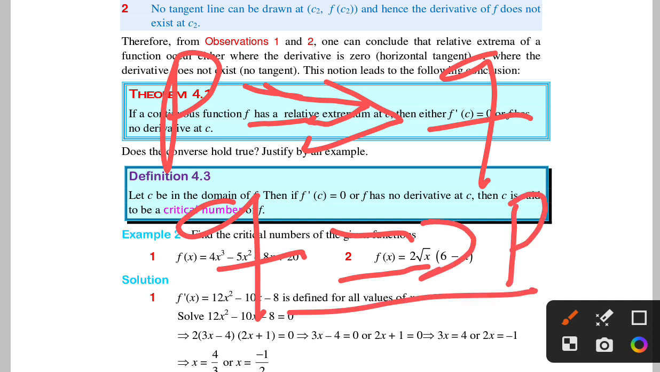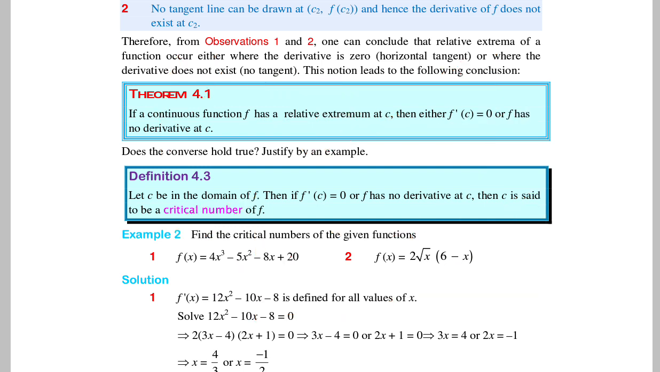The converse is true on relative minima. Relative maximum and relative minimum: it is true because whether the derivative exists or doesn't exist, there is a relative extremum, relative minimum and relative maximum. So it is true here.